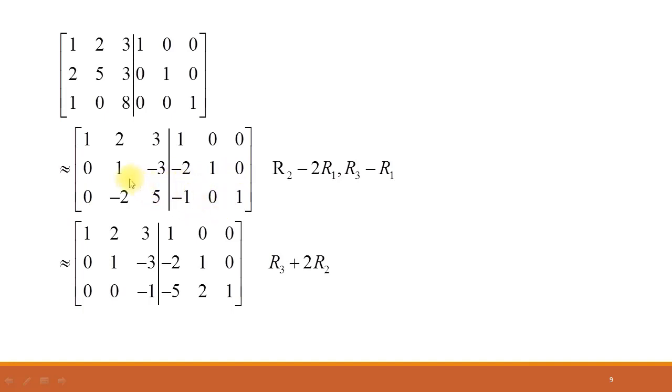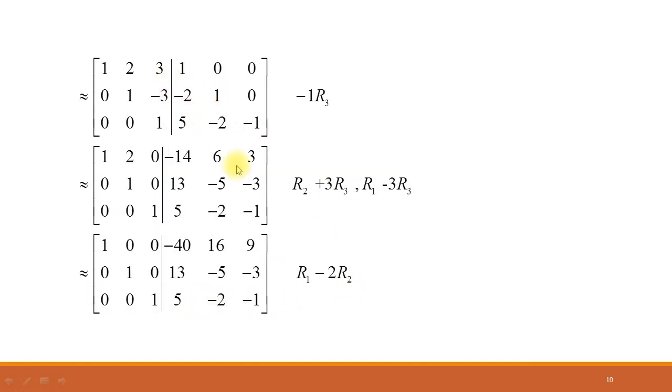Now another operation to transform this matrix into the identity matrix. For the identity matrix, this entry should now be 0. So we add 2 times R2 to R3, and we get 0, minus 1. After using this operation, the matrix on the right will be 1 0 0, minus 2 1 0 and minus 5 2 1.